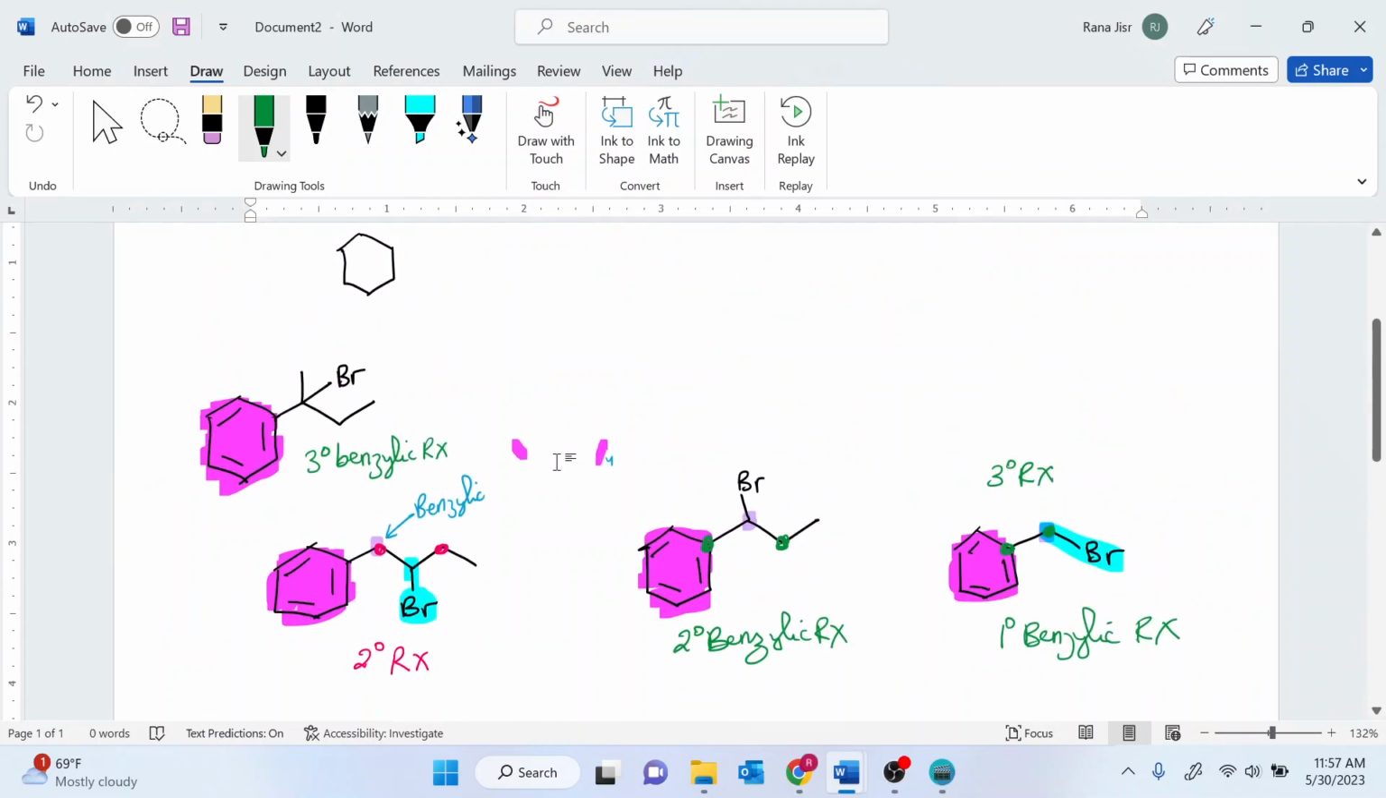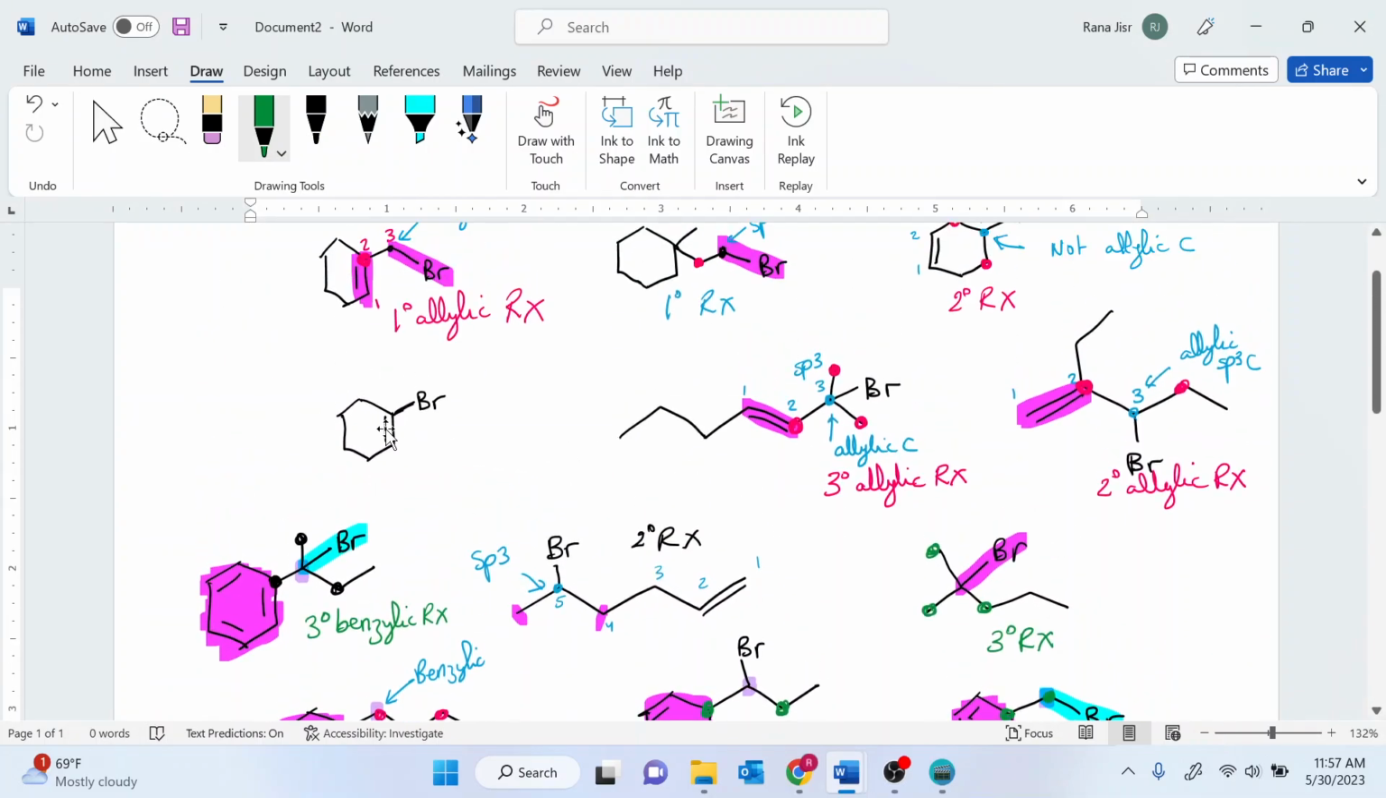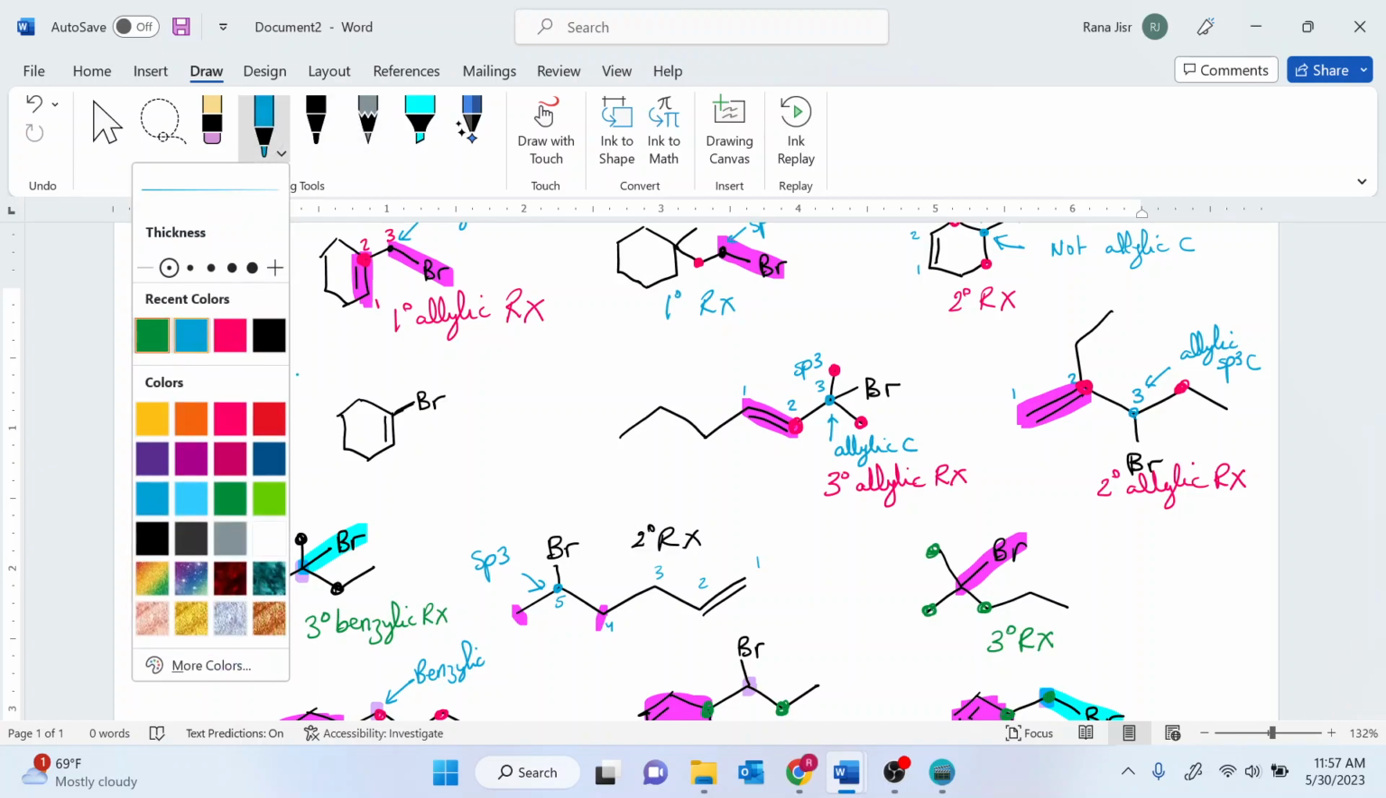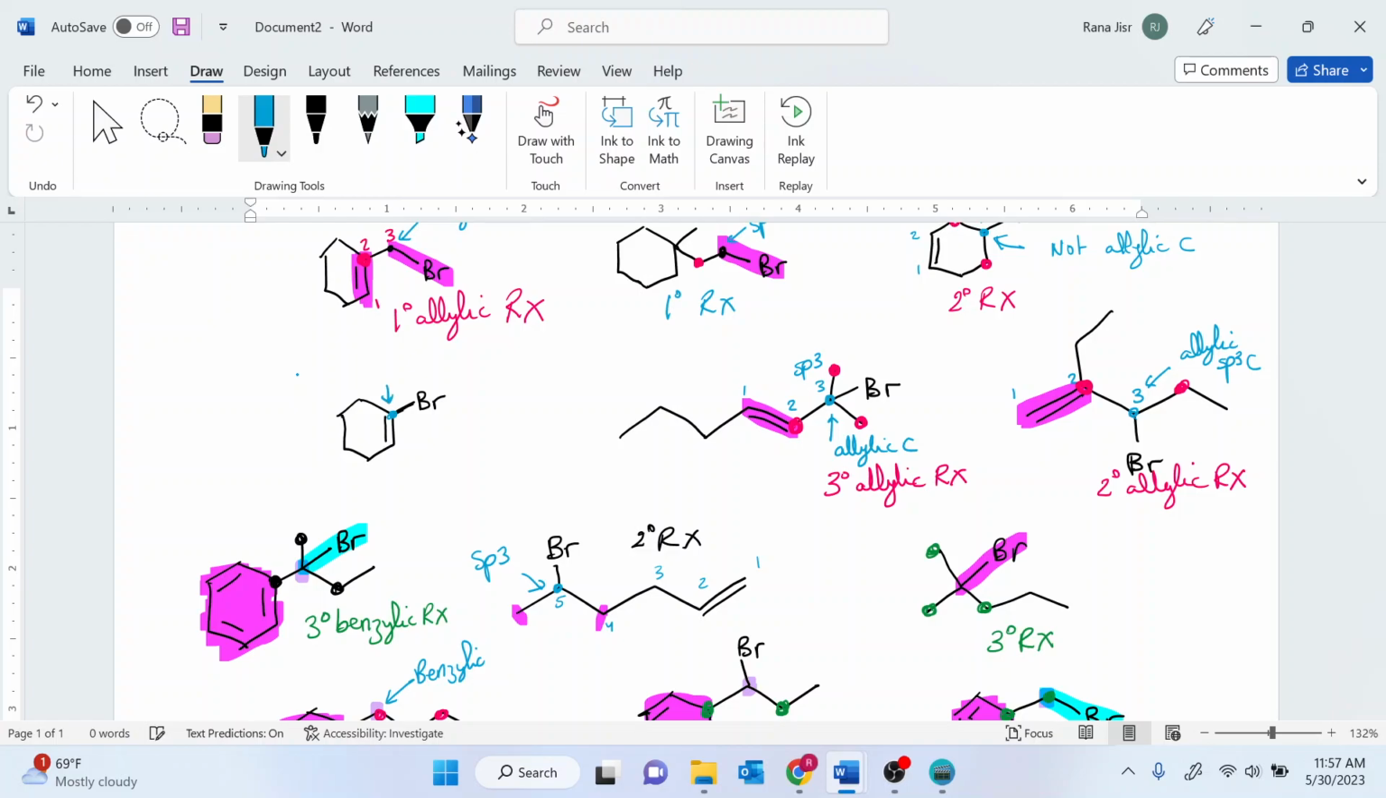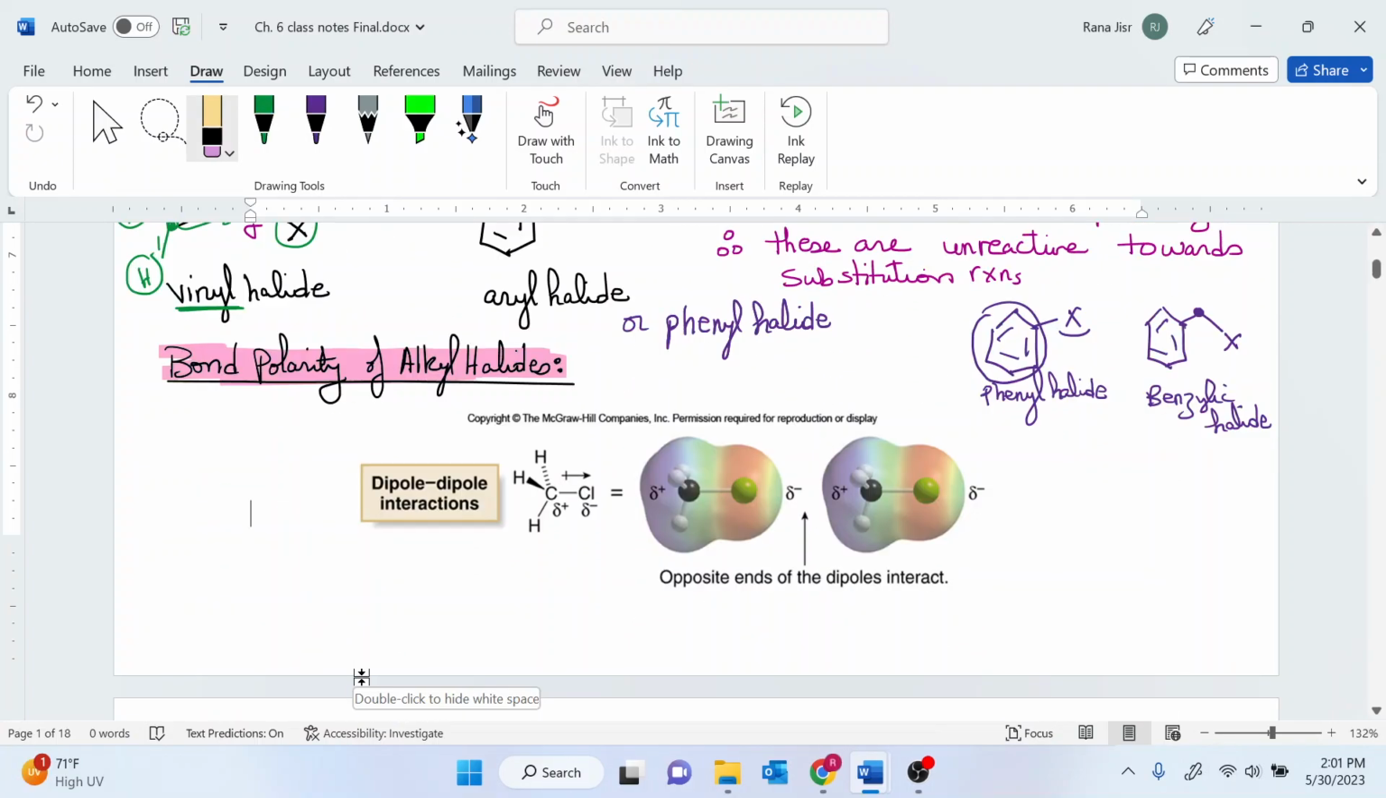Let's have an example in here. So something like that. See the double bond in there, the bromine is directly attached to the sp2 hybrid carbon. Then in this case, this is going to be called a vinyl bromide. Okay, so the type here is going to be called a vinyl bromide.